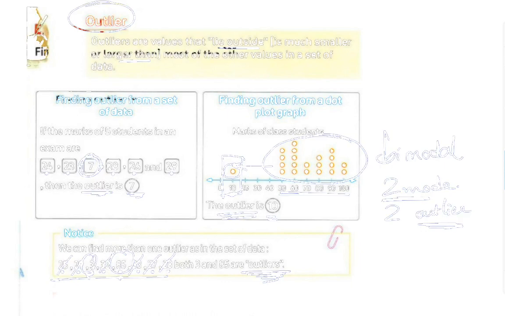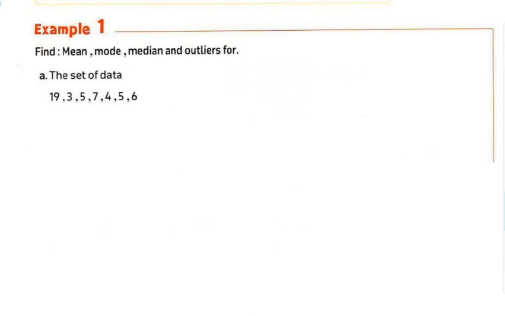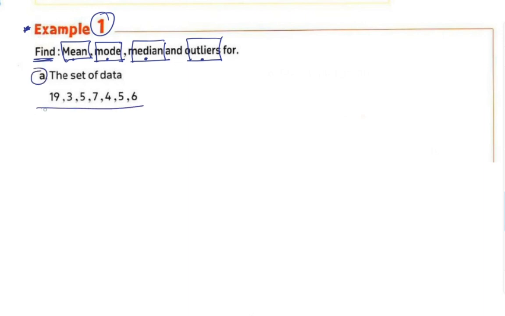Go to next. To understand what we are studying here, let's have this example. This is example number 1. The example asks us to find the mean, mode, median, and outliers. These four concepts I need to find for these values. So I have these values: 19, 3, 5, 7, 4, 5, and 6.